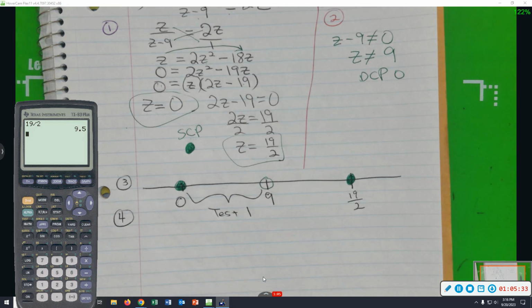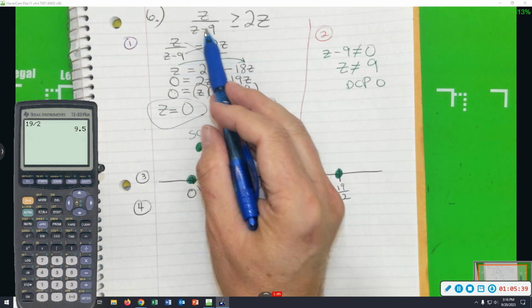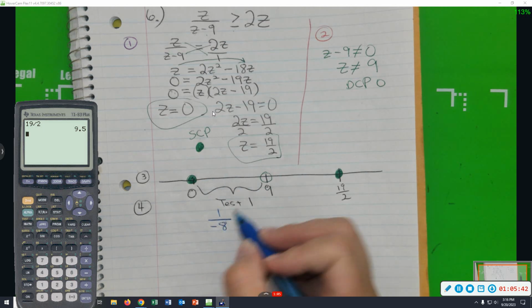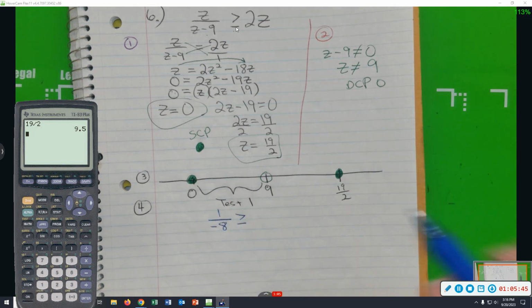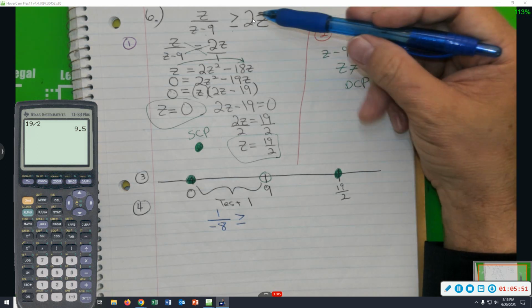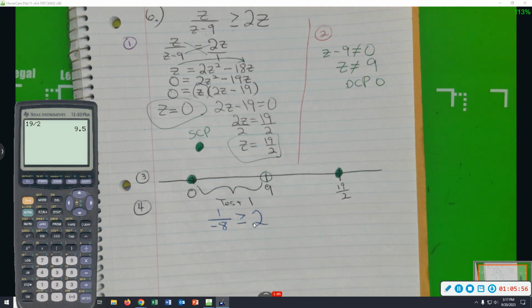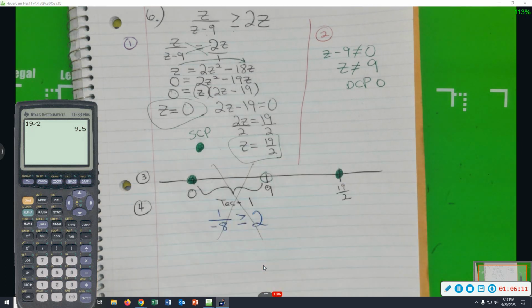Plugging in 1, we get 1 over 1 minus 9, which is negative 8, is greater than or equal to 2 times 1. What are we going to get when we plug in 1 there? 2 times 1 is 2. True or false? The number on the left, what sign is it going to have? It's negative. Negative is bigger than 2? No. Cross out. Any questions there? Now it falls out.